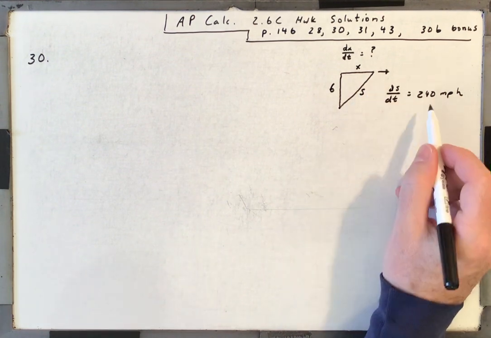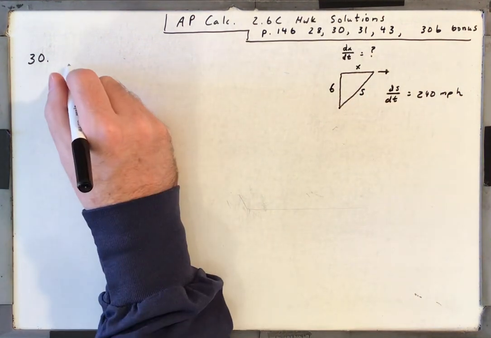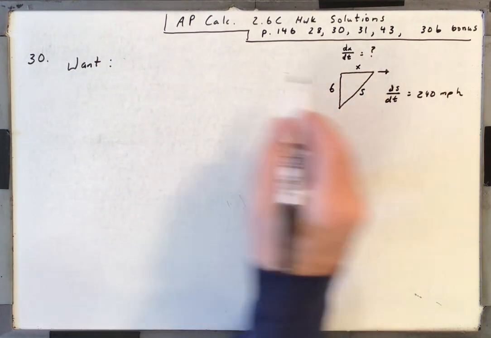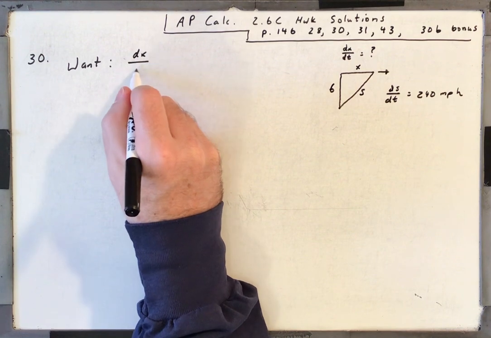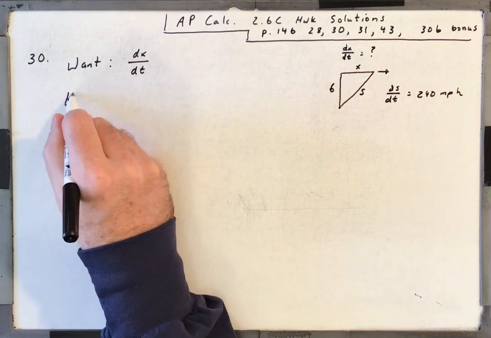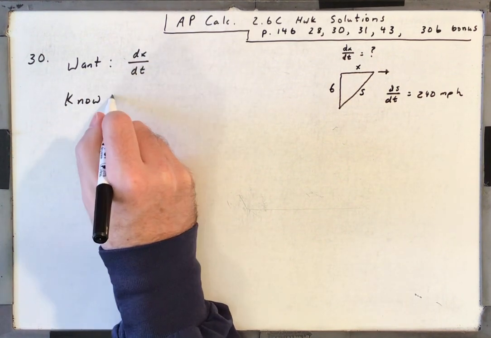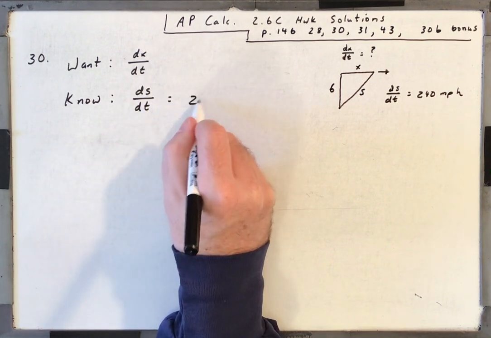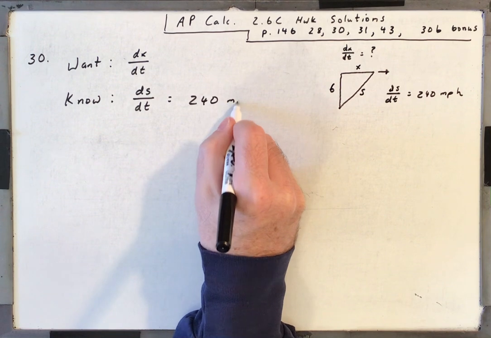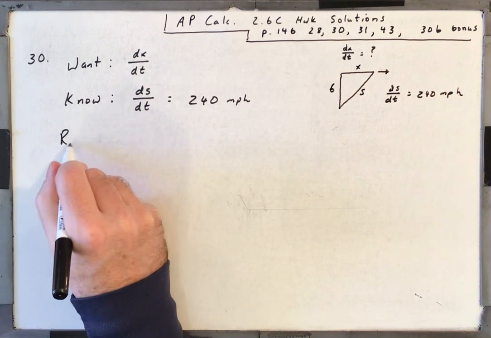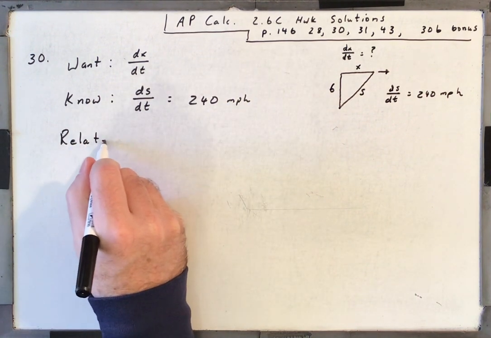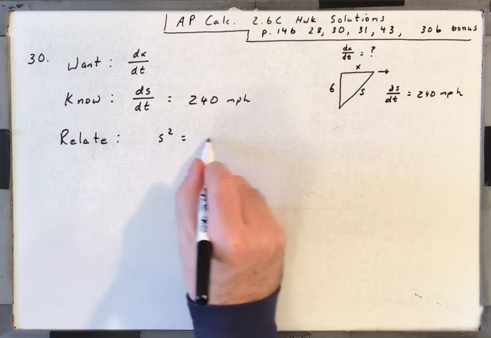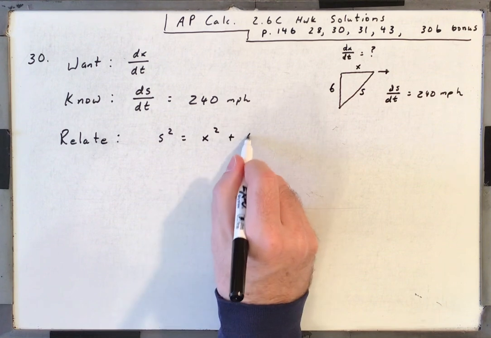Of course, it's getting longer, right? So what we want to get the speed of the plane is dx dt. What we know is that ds dt is equal to 240. And once again, this is a right triangle. So we have s squared is equal to x squared plus 6 squared.